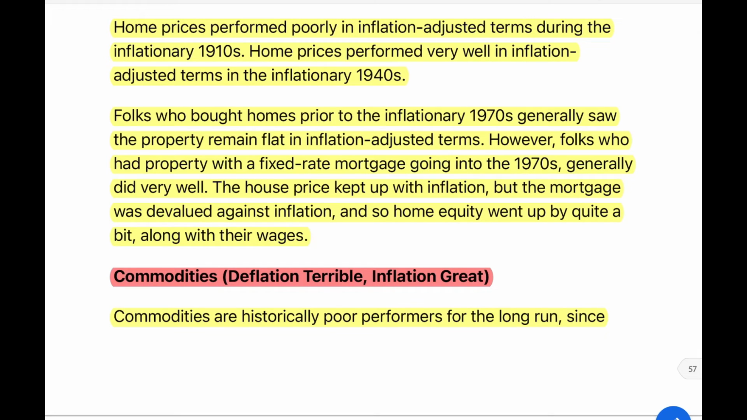However, folks who had property with a fixed rate mortgage going into the 1970s generally did very well. The house price kept up with inflation, but the mortgage was devalued against inflation, and so the home equity went up quite a bit along with their wages.